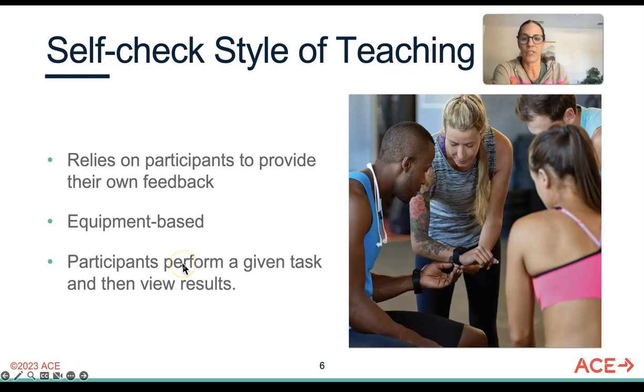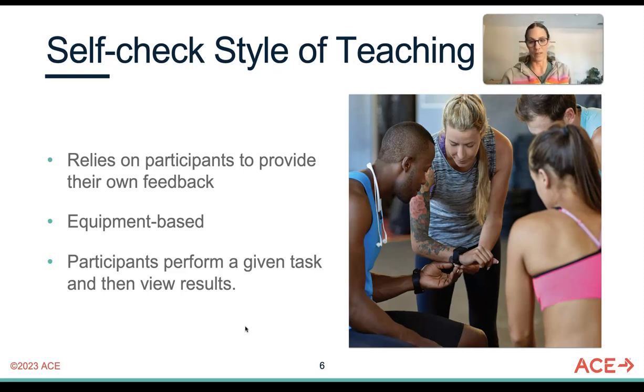So the self-check style of teaching relies on participants to provide their own feedback, tends to be equipment-based, and participants perform a given task and then review results. An example of this would be, let's say, a cycling class where the instructor might be talking about adjusting intensity levels based on the routine that they're doing. So it's really up to the person on the bike to do that. Or it might be a class where they have heart rate monitors and the participants are involved in checking their heart rate. It could be up on the screen and they might have specific goals for themselves and certain results that they're looking for.